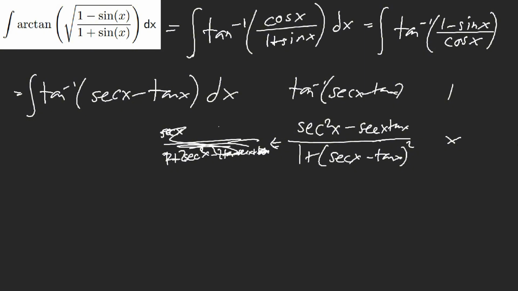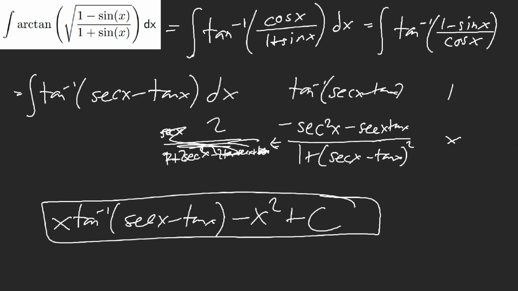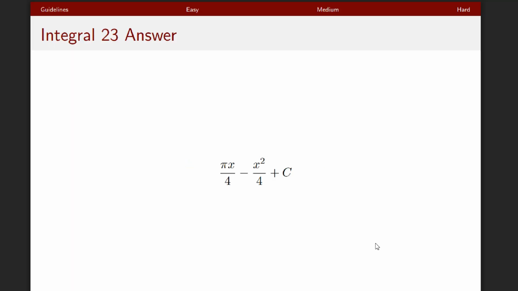Oh shoot. So this is equal to 2. So then that means that this is x inverse tangent, secant x minus tangent of x minus, yeah, don't forget that, and so this x squared plus c. Oh, that's crazy. I would not expect that. I could be wrong. I wouldn't be surprised if I'm wrong though. What the heck?